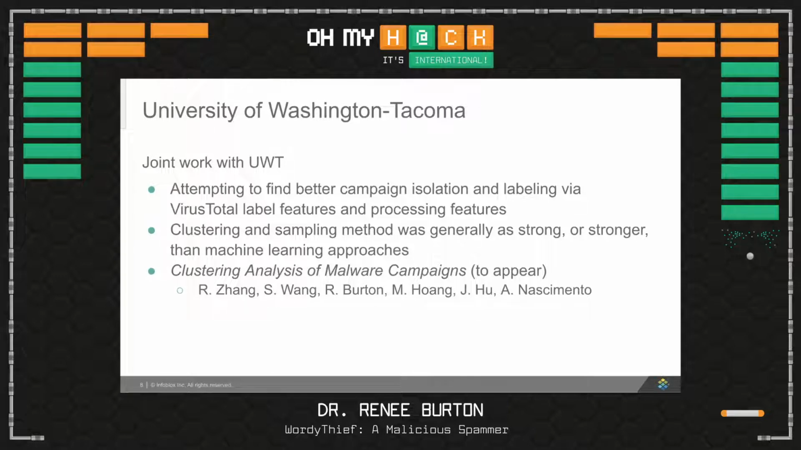And the UWT students and professors have drafted a paper, which is going to appear relatively soon, called Clustering Analysis of Malware Campaigns, which also uses a lot of VirusTotal labels and other approaches to malware campaign identification, trying to advance the science on that in an unsupervised fashion.